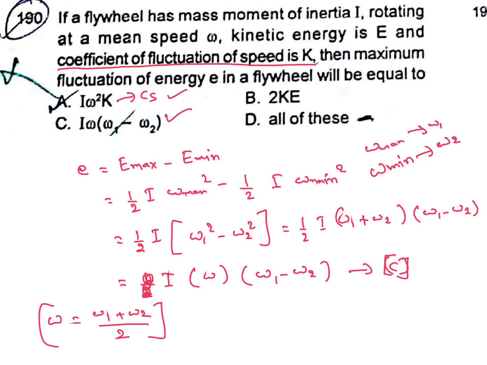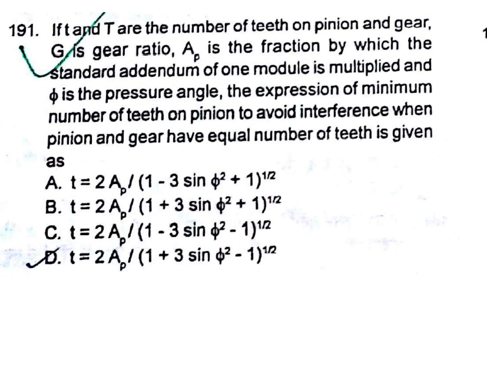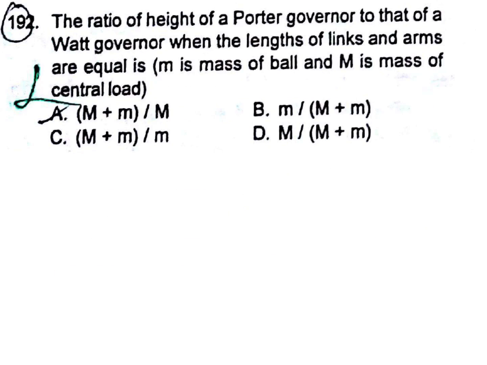D is the answer. If small t and capital T are the number of teeth on pinion and gear, capital G is gear ratio, AP is the fraction by which the standard addendum of one module is multiplied, and phi is the pressure angle, the expression of minimum number of teeth on pinion to avoid interference when pinion and gear have equal number of teeth is given as D. Direct formula. This question was asked in ISRO 2017. Same question.